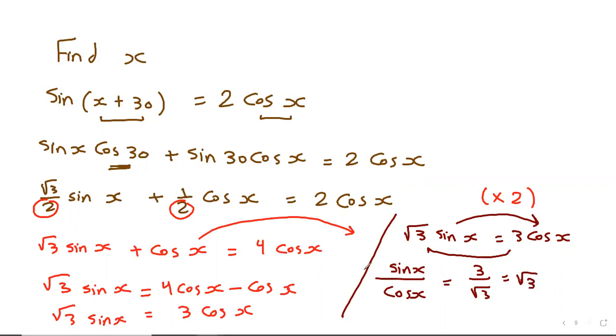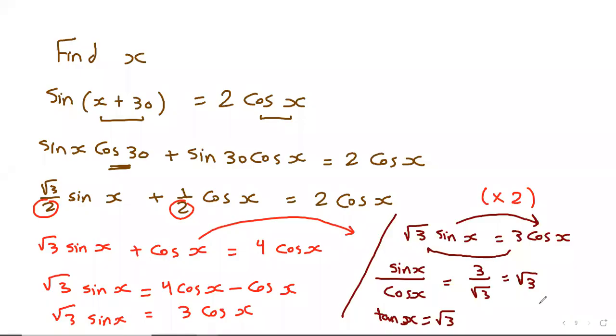Okay. Sine over cosine, you know, is tan x, so tan x equals root 3. What is the angle? Which tan is root 3? The angle is 60. So x equals 60. And tan is positive in the first and third quadrant. And the third quadrant is 180 plus the angle theta, so you will add 60 plus 180, which is 240.